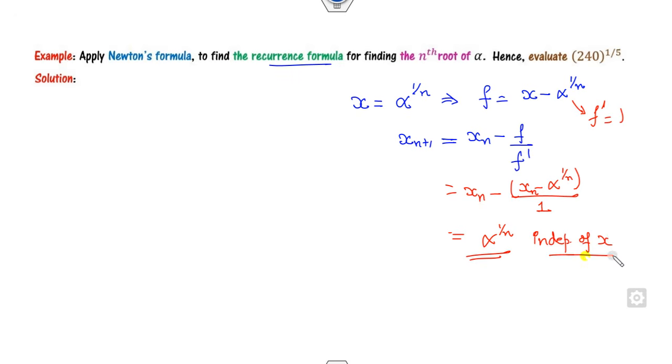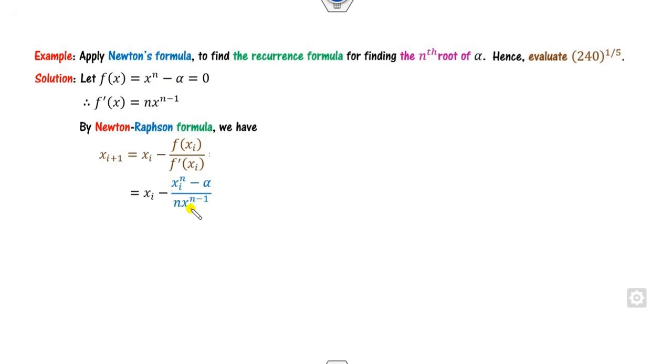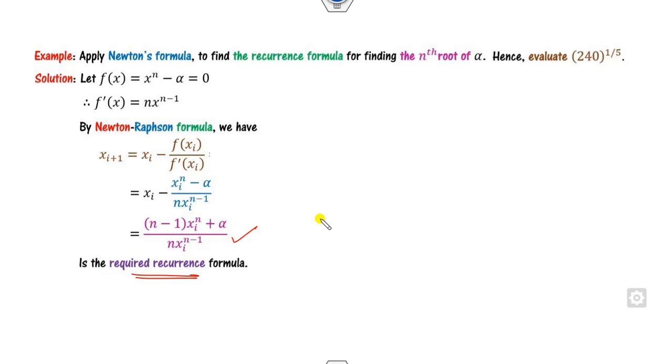It means it will never be suitable. So I can rewrite this equation as this. I can simply write that. Now I can consider this as my f. Then we can find the derivative. We can substitute this value in the Newton-Raphson method. We can take the LCM, and this is my required recurrence formula.